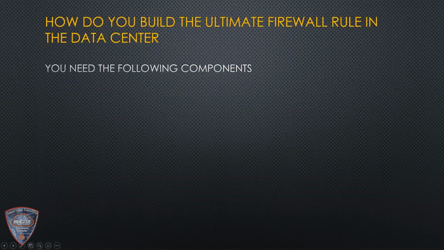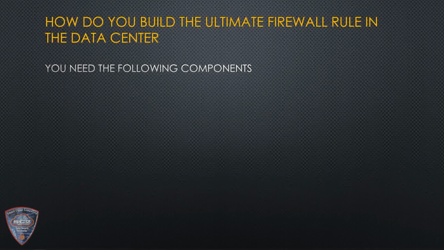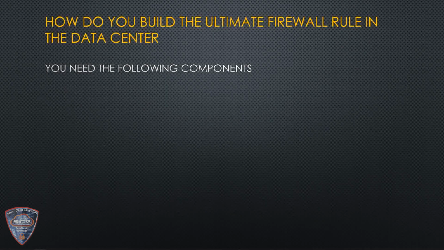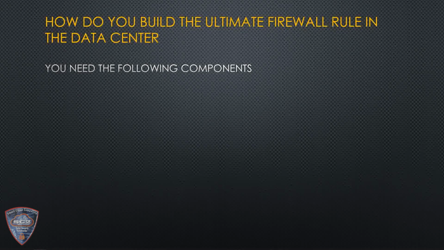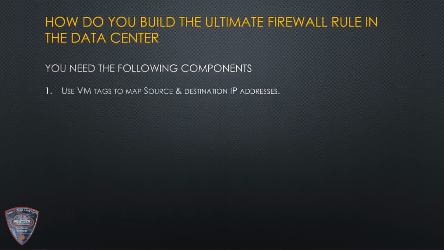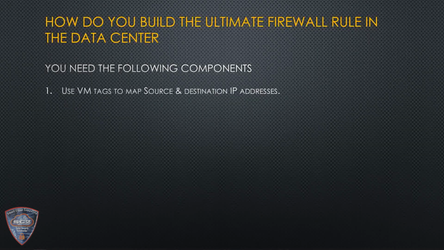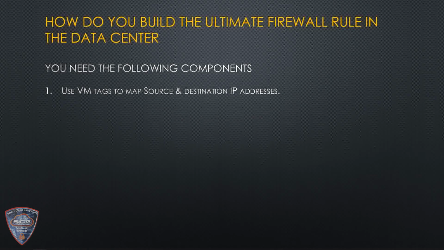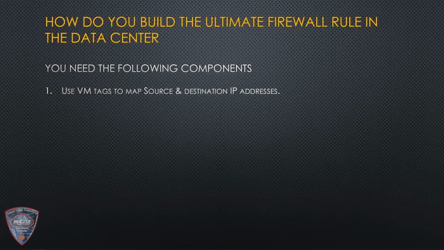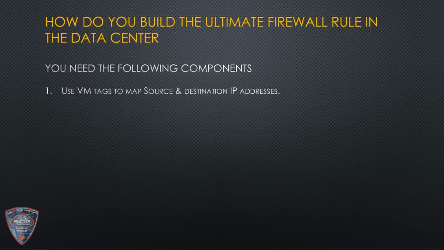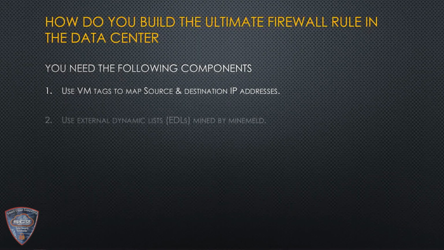How do you build the ultimate firewall rule in the data center? I will go over the components that are needed to build the ultimate firewall rule. It is highly recommended that you leverage the use of tags from AWS and Vcenter. As mentioned before, Panorama maps the tags to IP addresses.